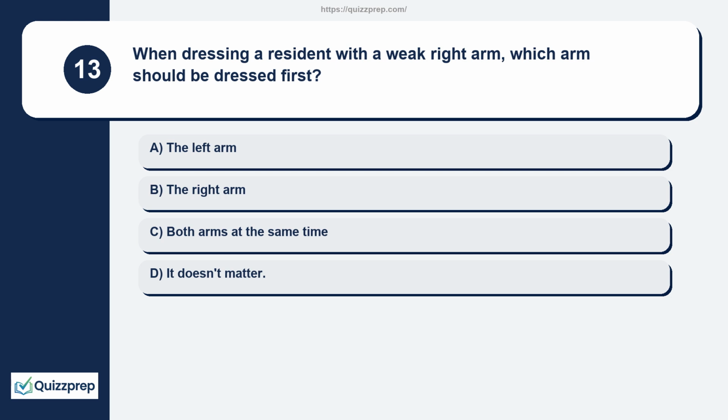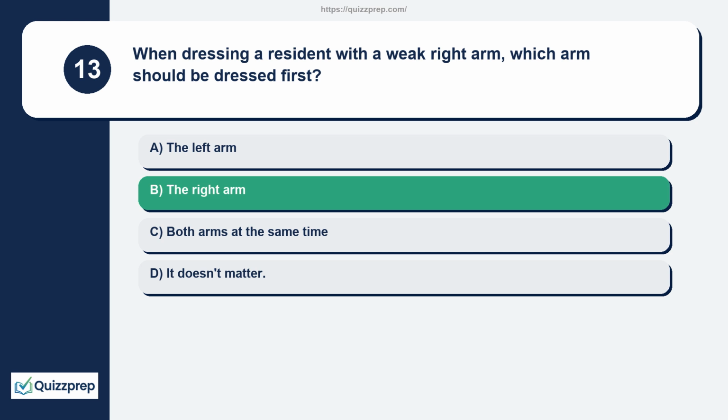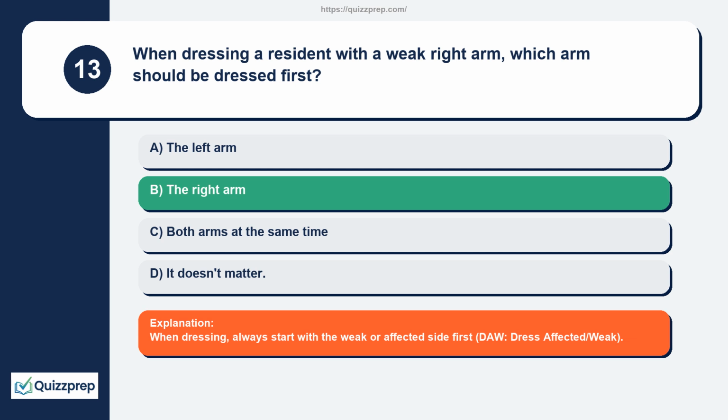Question 13. When dressing a resident with a weak right arm, which arm should be dressed first? The left arm, the right arm, both arms at the same time. It doesn't matter. When dressing, always start with the weak or affected side first. Dress affected, weak side first.